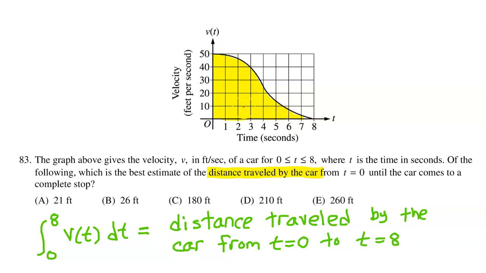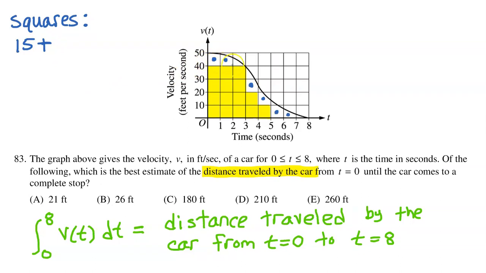So how do we do that? Let's start by estimating the number of squares that are below the curve. I have highlighted the squares that are completely below the curve, and if you count them up, you'll find that there are 15 of those. So now we need to estimate the partial squares, so we can add that number on to 15.